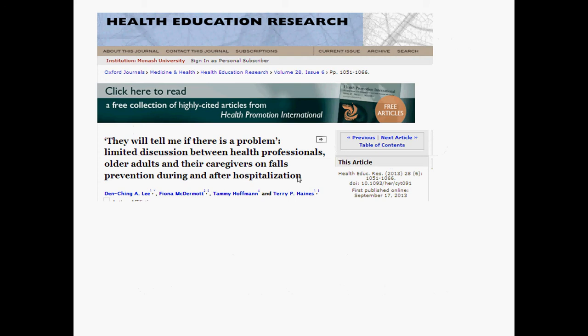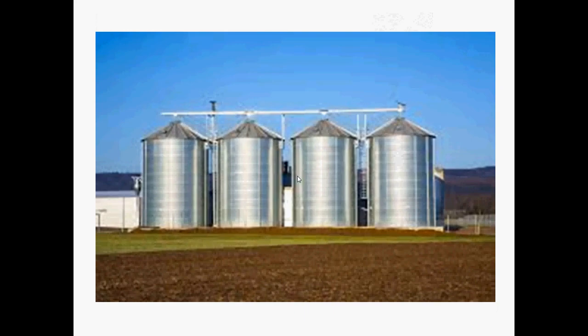Now, in some of the research that we've done in the past that I've already alluded to and provided references for, like this paper here, They Will Tell Me If There Is a Problem, we've been able to identify the various roles and responsibilities that health professionals take upon themselves in relation to falls prevention. And what we found is that it's very much a siloed approach, that medical staff do very medical things, that nursing staff focus on very nursing related issues, and that allied health focus on things such as exercise and mobility prescription, and that there doesn't seem to be a huge amount of collaboration between these silos.